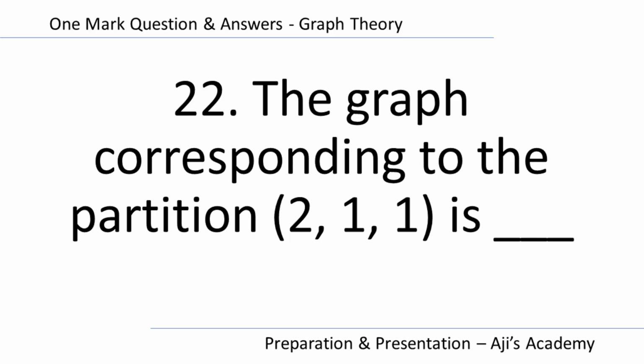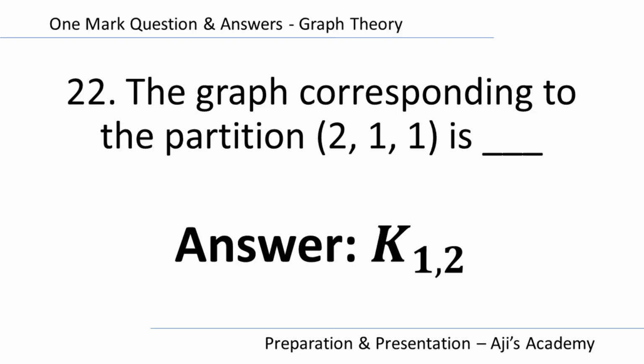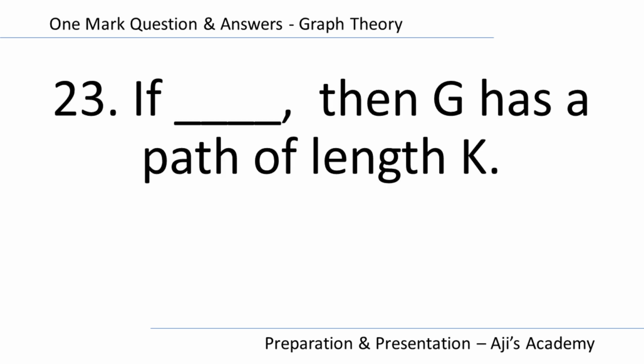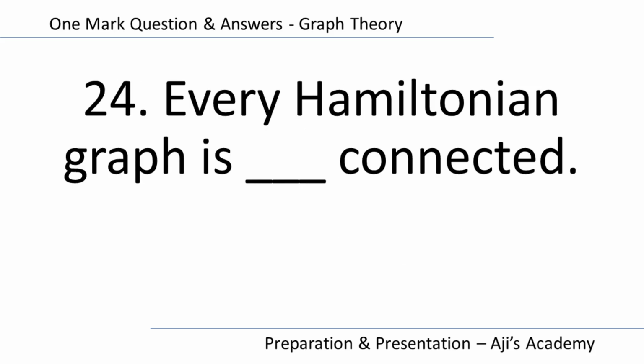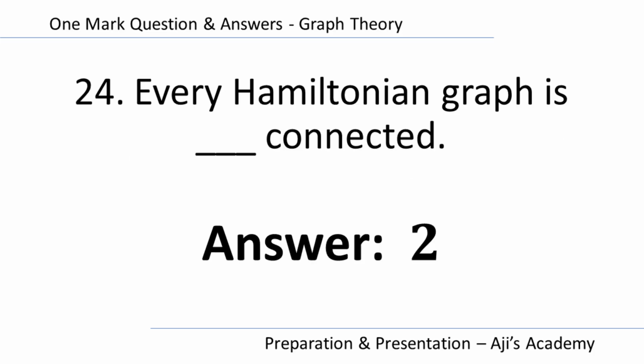Question number 22. The graph corresponding to the partition 2, 1, 1 is? Using this partition 2, 1, 1, we can draw a graph. That graph is K1,2 or K2,1. Question number 23, a statement of an important theorem. If dash, then G has a path of length k. So the answer is delta greater than or equal to k. Question number 24, every Hamiltonian graph is dash connected. Answer is 2 connected.